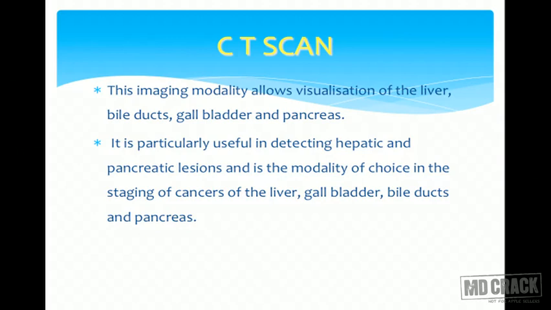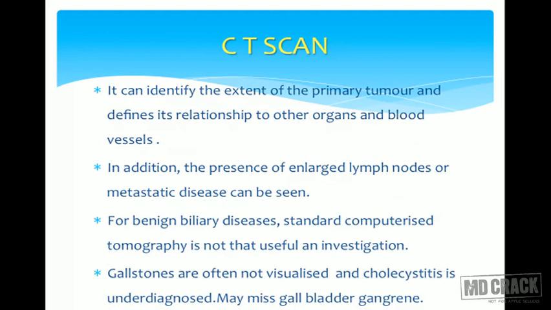It is particularly helpful in detecting hepatic and pancreatic lesions and is the modality of choice in the staging of cancers of the liver, gallbladder, bile ducts and pancreas. So it is the modality of choice in the staging of cancers of the hepatobiliary tree. CT scan can also identify the extent of primary tumor and it will define its relationship to other organs and blood vessels. In addition, the presence of enlarged lymph nodes or metastatic disease can also be known on CT scan.